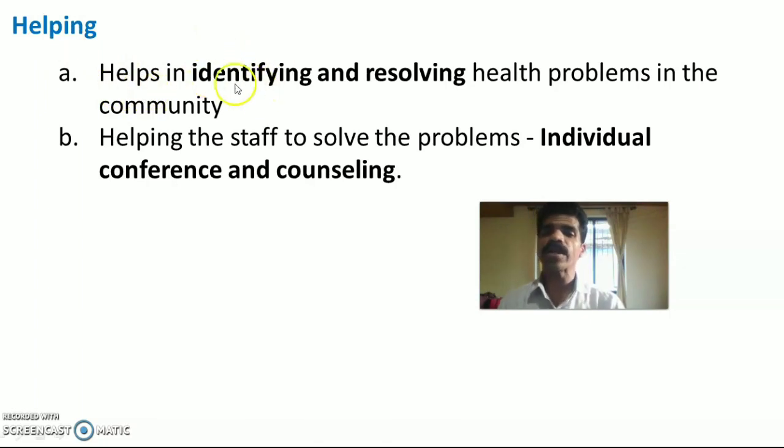That is, helps the subordinates or other health personnel to identify the health related problems of the community and to help resolve the health problems of the community. Then helping the staff or subordinates to solve their own personal and professional problems through various methods like individual conference, group conference and through counseling. So these are the different supervisory administrative functions of the community health nurse at a primary health center.